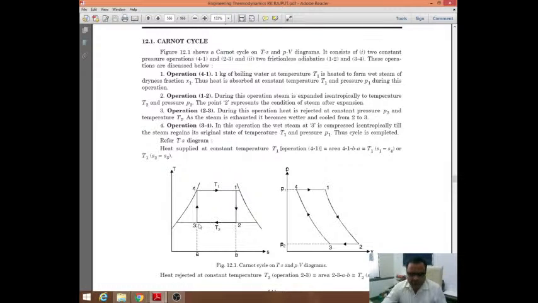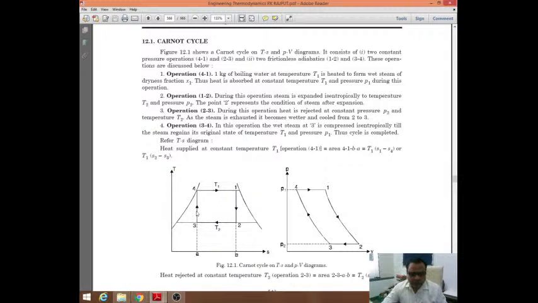Process 2 to 3 is the conversion of that expanded steam into a mixture of water and steam, and then at point 3 anyhow we have to terminate this process, and then the things are compressed back to the boiler pressure through this another isentropic process 3 to 4.